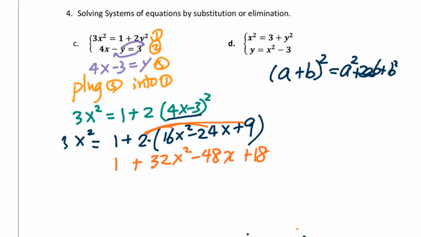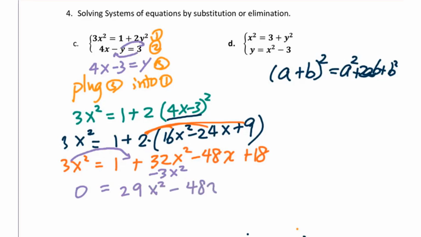Then you add 1 and 3x squared. You know this is a quadratic equation, we want to get it equal to 0. So move this one over here. Subtract 3x squared. Then you will get 32 minus 3x squared, that's 29x squared minus 48x plus 19.